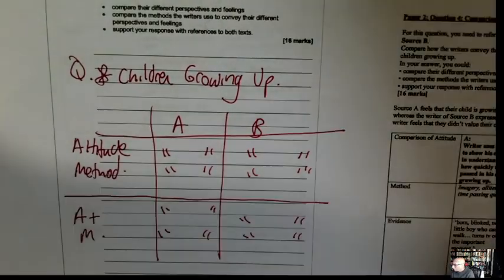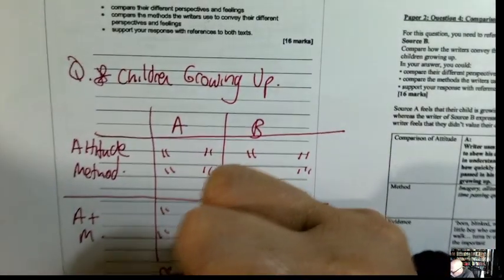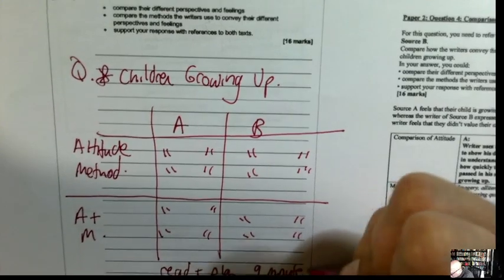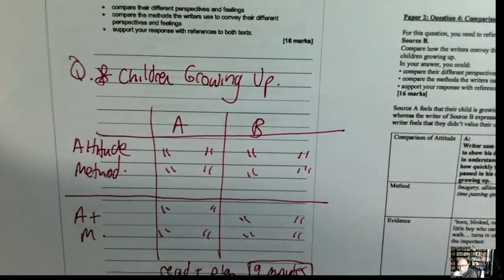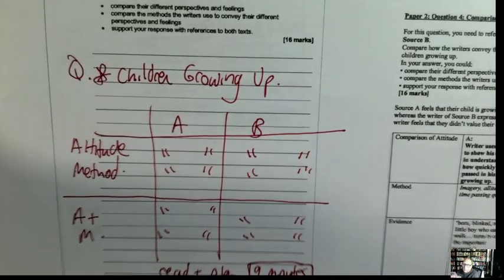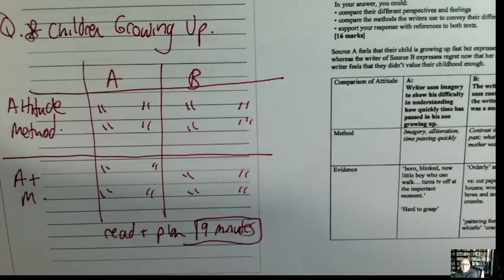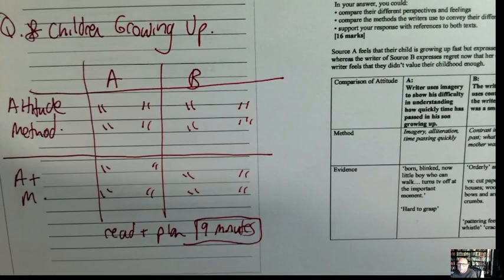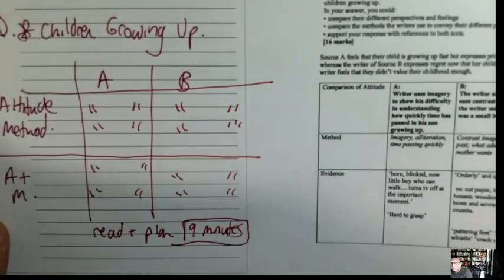I think you should be able to read and plan in 9 minutes. And that gives you 5-minute paragraphs if you're going to do 4 for the pace. That's something I haven't talked about very much, but writing pace is really important to think about. But for now, 9 minutes, I think, is what it's going to take you to read both sources and build the planning table. And then you're going to have to write at quite a quick, swift hit.